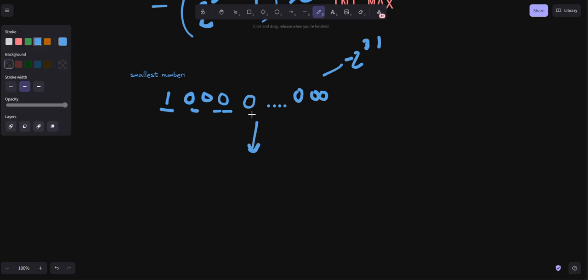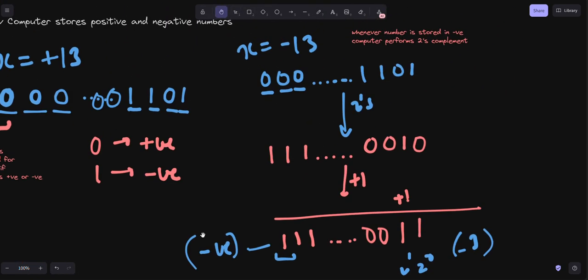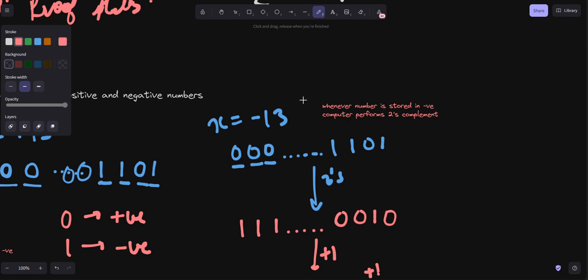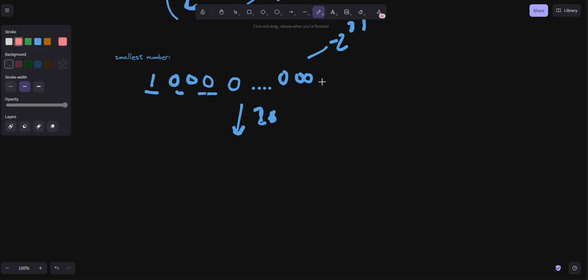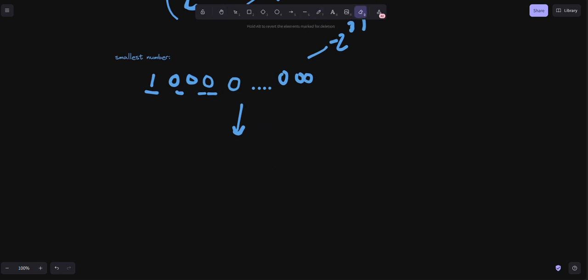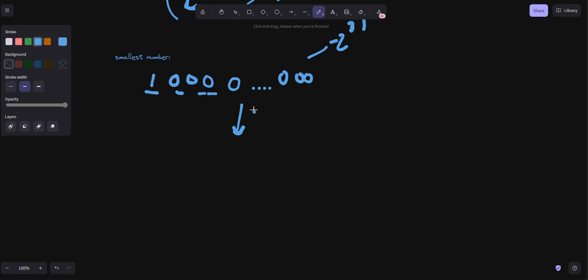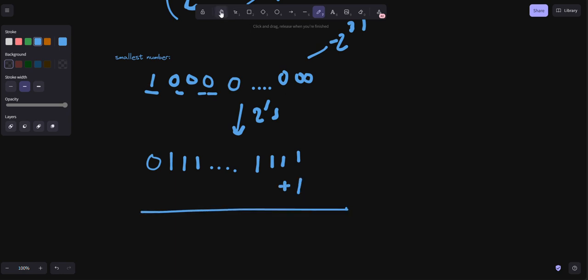So to store this number, we need to do the 2's complement of this. Just remember, whenever storing a negative number, the computer does 2's complement. Please remember this point which I wrote here. This is important. So let's do the 2's complement of this. What will it be? This will be 0, and after that everything will be 1 1 1 1. And then I will be adding plus 1, because that's what 2's complement means.